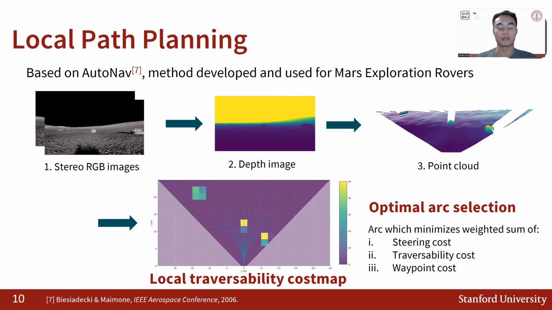So based on the slope and the roughness, we can then assign high cost, for example, to these rocks that we've observed here. Then once the cost map is constructed, the planner selects from a candidate set of arcs the optimal arc, which minimizes a weighted sum of three different costs: a steering cost, which just incentivizes driving straight, the traversability cost based on the cost map, as well as a waypoint cost, which incentivizes the local planner to drive towards the waypoint of the global plan.